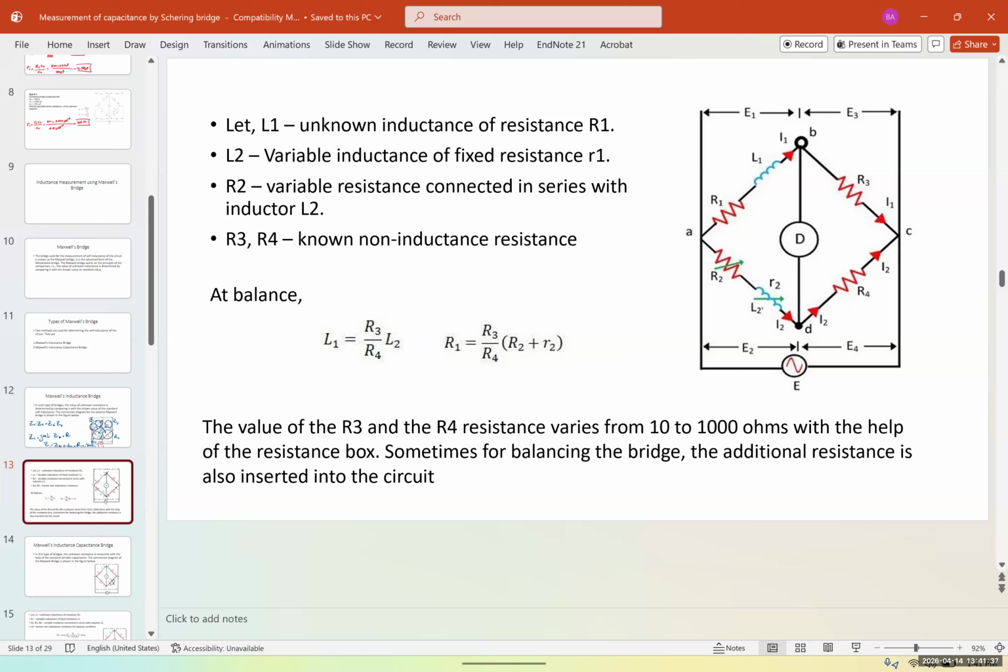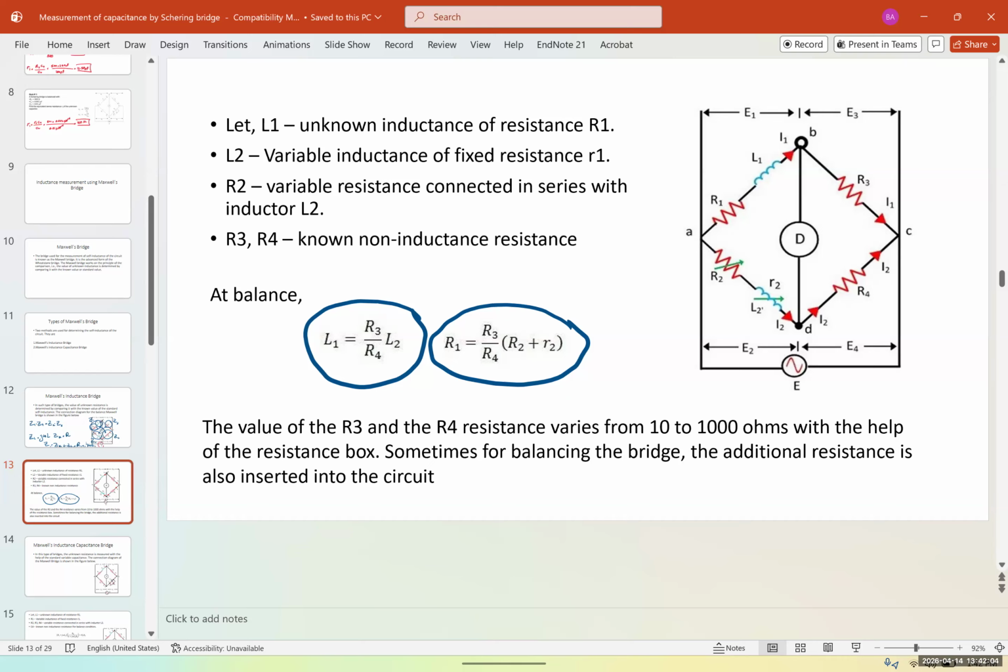And when we balance them, we use the equation that we had. We reach these two equations. I'm not going to go through the proof. It's pretty simple. But we reach these two equations. L1 is going to be equal to R3 over R4 L2, and R1 is going to be equal to R3 over R4 times R2 plus R2.